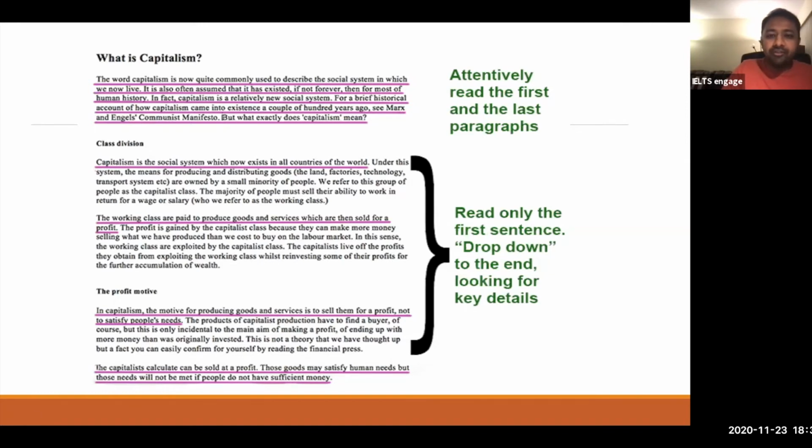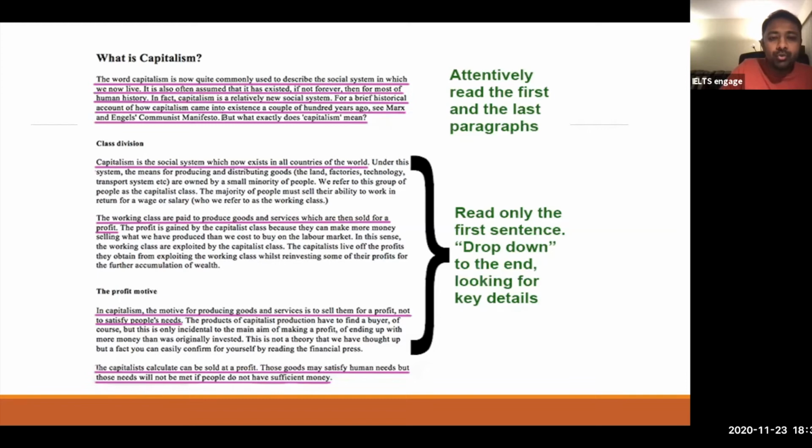Now, if you look at this particular passage, it talks about what is capitalism. It gives you the first paragraph, which is an introduction. And then there's class division, which is like the body of the passage. And then finally you have two main points, the class division and the profit motive. We don't need to read the paragraphs to understand what the passage is talking about, because the headings and the subheadings give us that information.